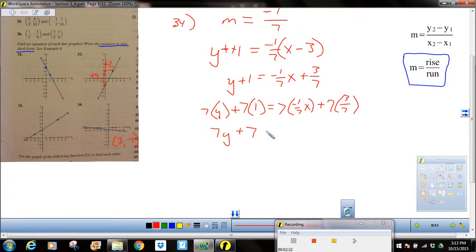Seven y plus 7 is equal to 7 times negative 1, which is negative 7, divided by 7 is negative 1. 7 times 3 is 21, divided by 7 is 3. 7 is on the wrong side. Oh, and so is this one. I believe I'll go ahead and do the minus 7 since I started it.